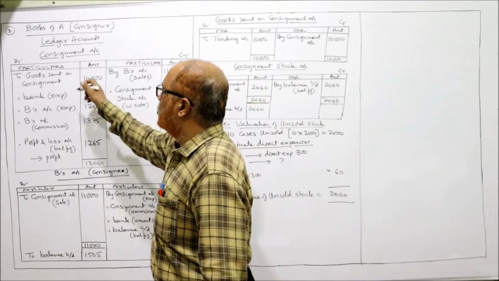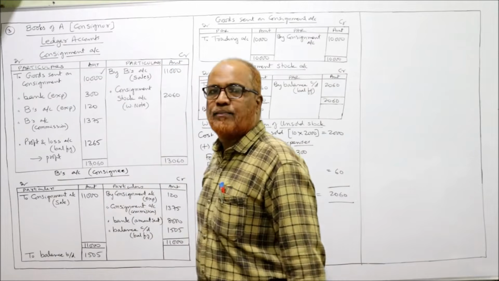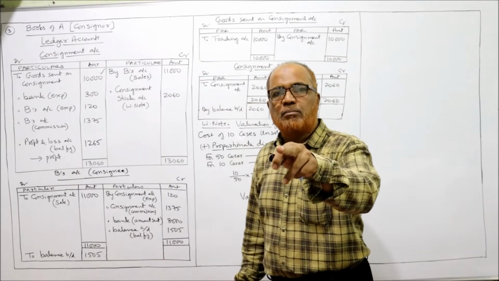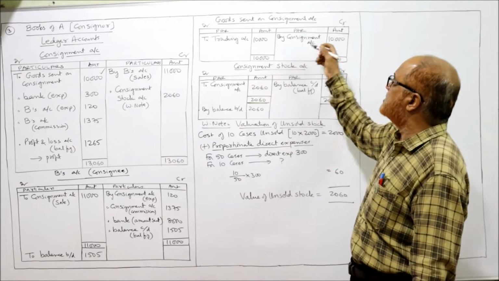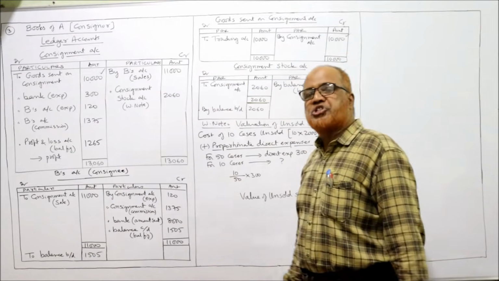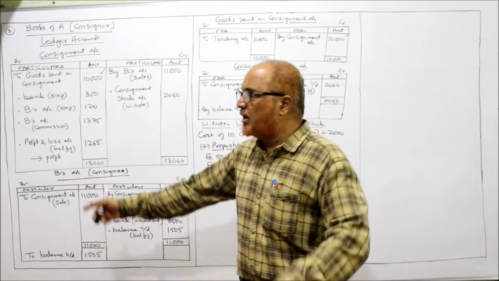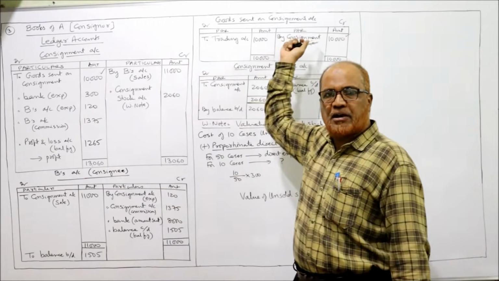So debit side to goods sent on consignment 10,000. And goods sent on consignment should be credited by consignment. Here you can see by consignment 10,000. So first entry posted. Consignment account debited, goods sent on consignment credited.